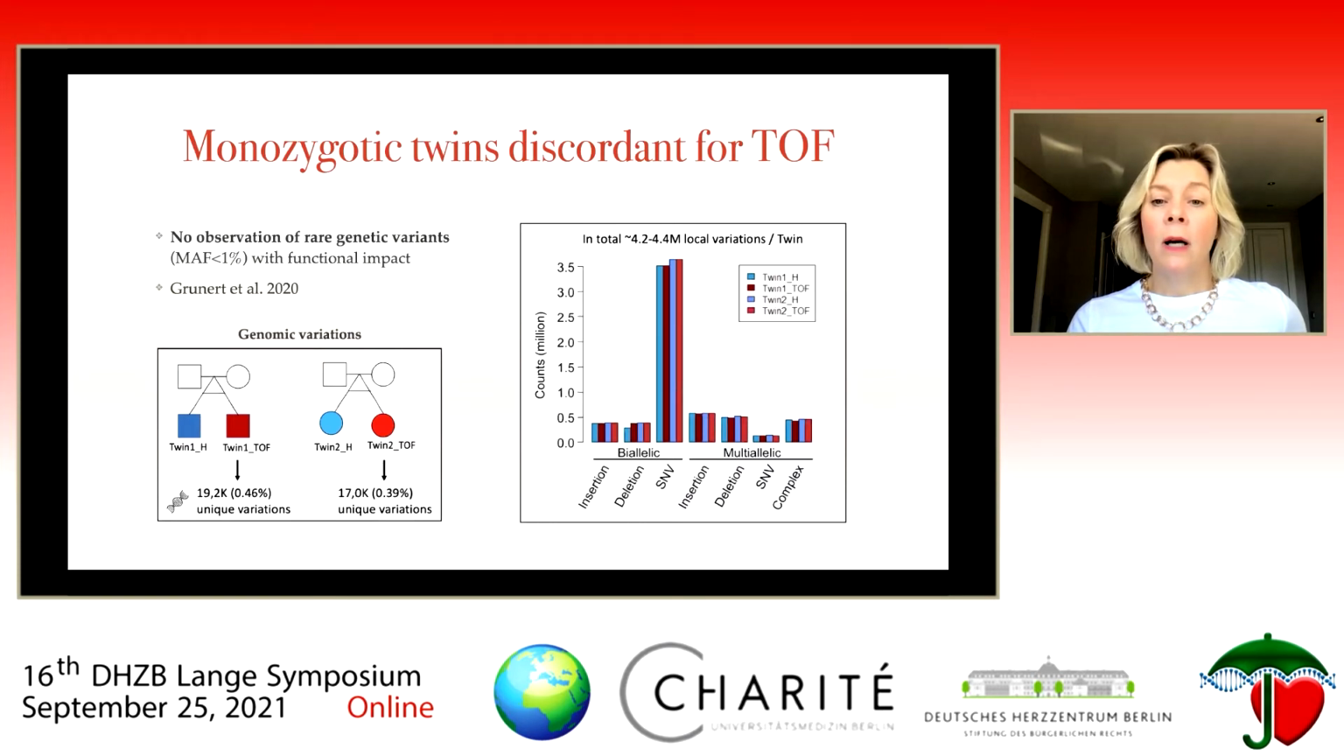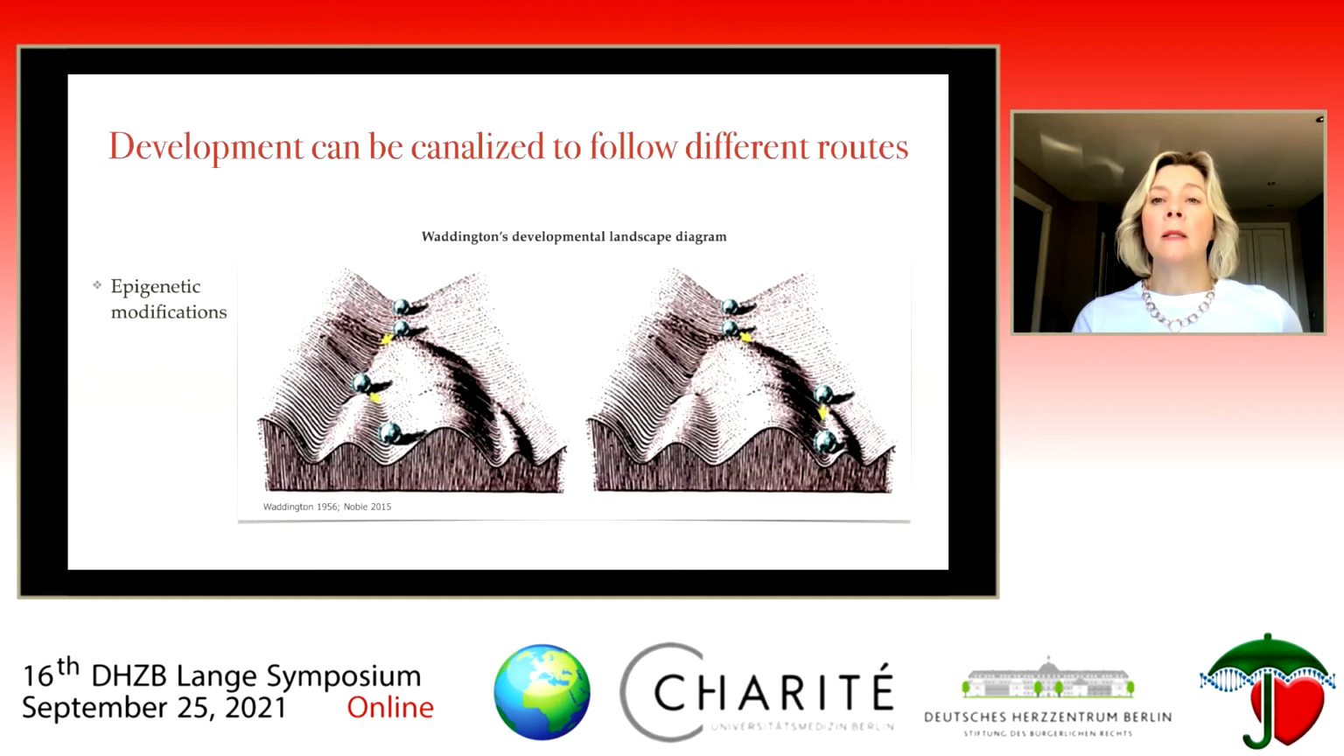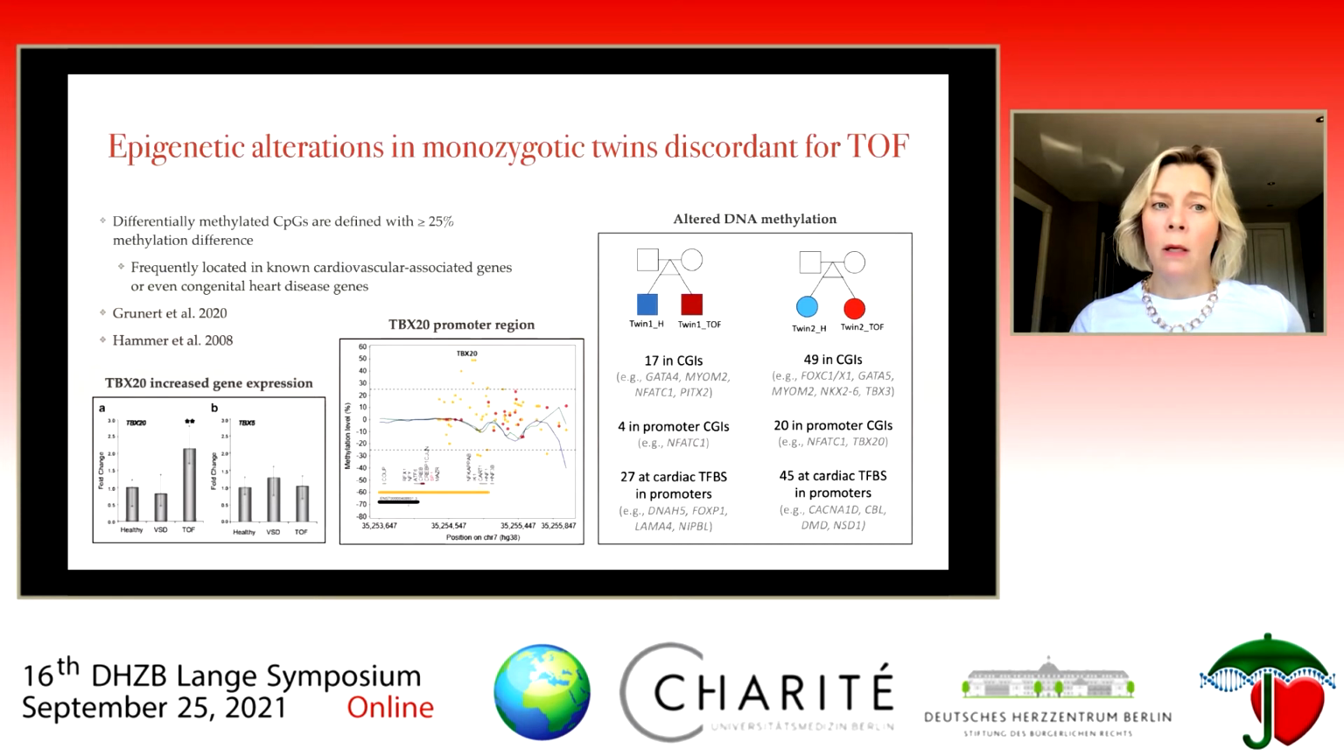And having found that, we went further and looked at the epigenetic landscape in those twins, because development, as seen here in the famous Waddington landscape, can be canalized to follow differentiation by epigenetic modifications, like DNA methylation. So we did a genome-wide DNA methylation analysis within these twins. And indeed, we found very interesting altered DNA methylation.